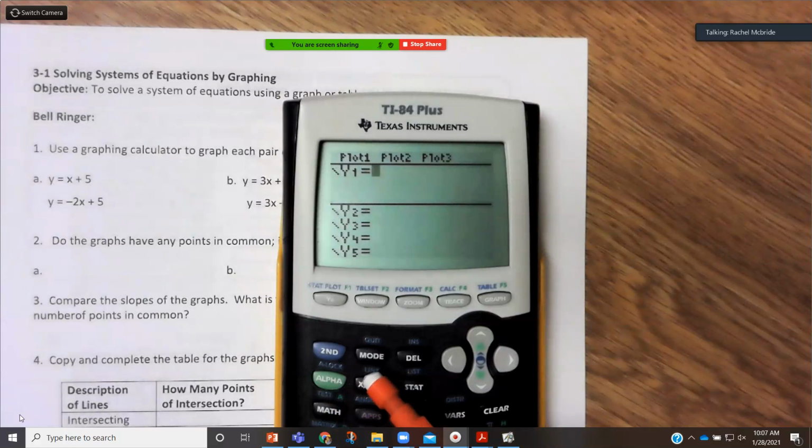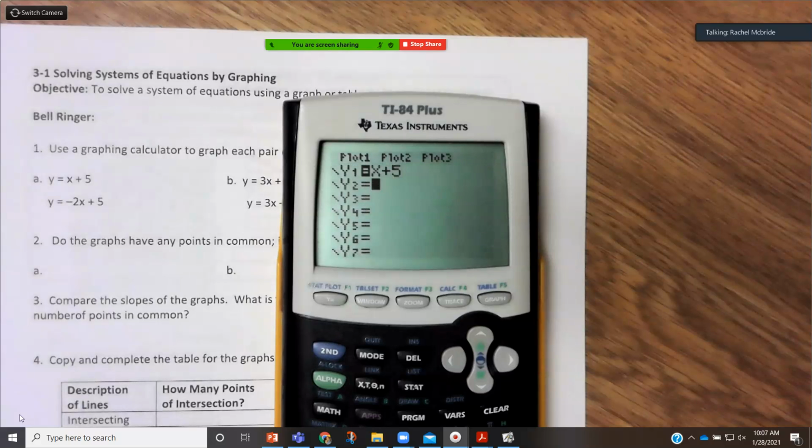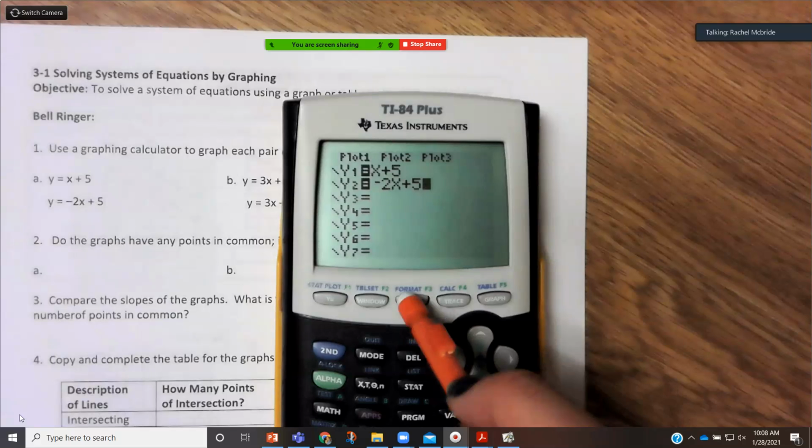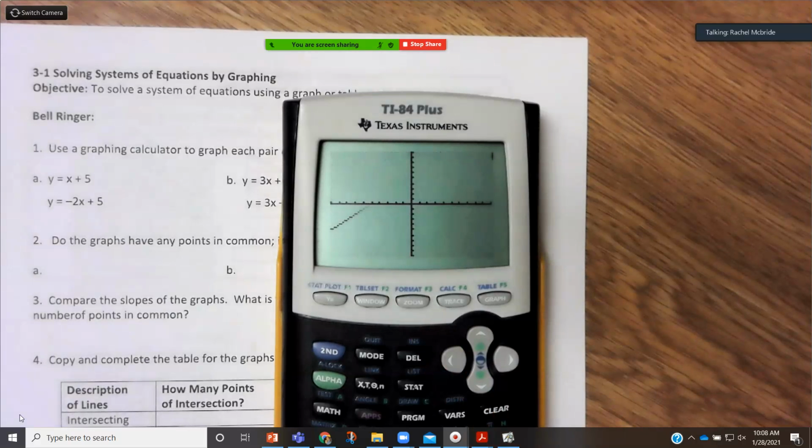So you're going to hit x plus 5. Go down to y2 and type in negative 2x plus 5. And then you're going to click zoom and the number 6, which stands for zoom standard. So again, enter your equations in y1 and y2.